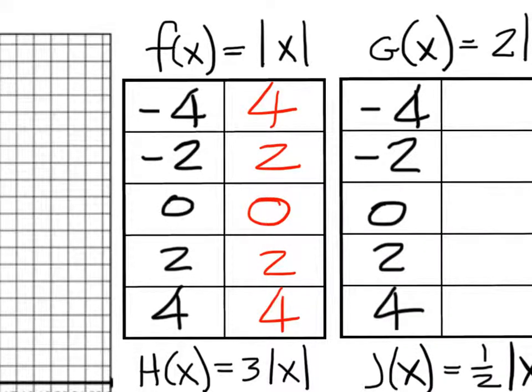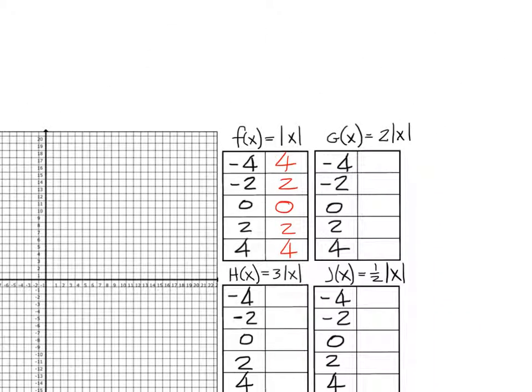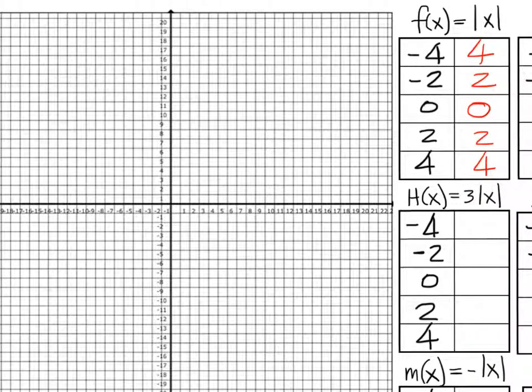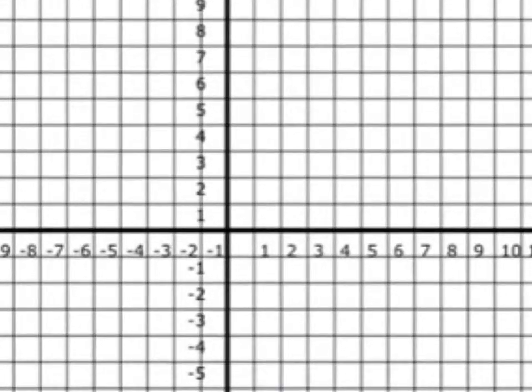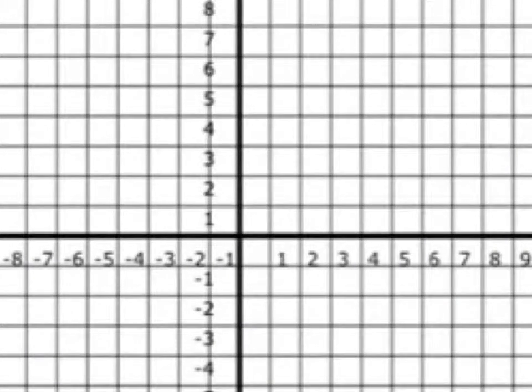You have to go plot those points on the graph. You're going to do that on your graph paper as I do them here. And we'll label the graph when we get finished with it. So negative 4, positive 4. We'll go back to negative 4 and then up 4. There is the first dot.